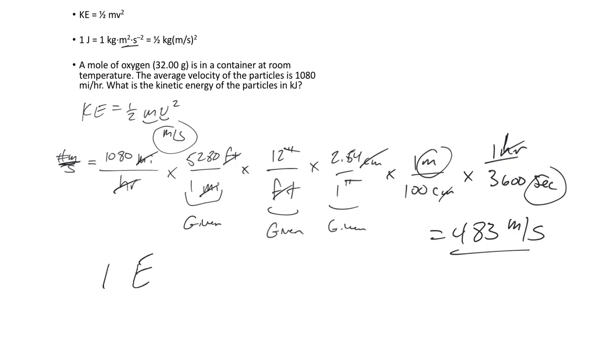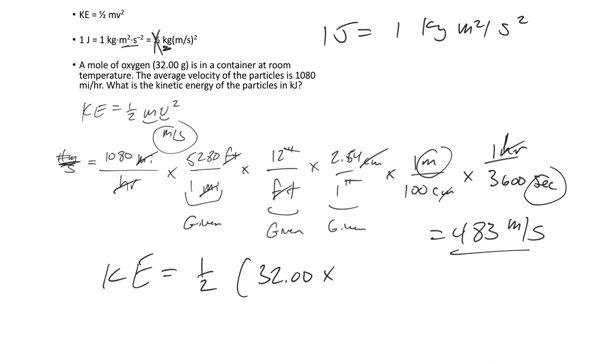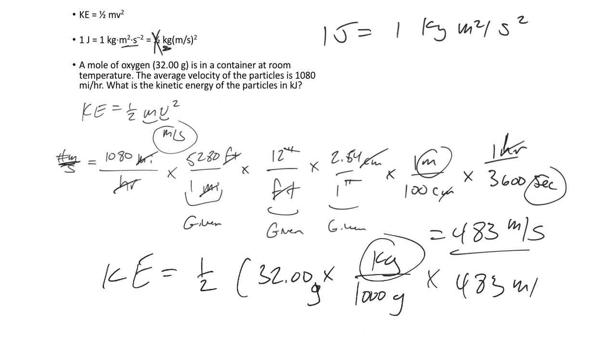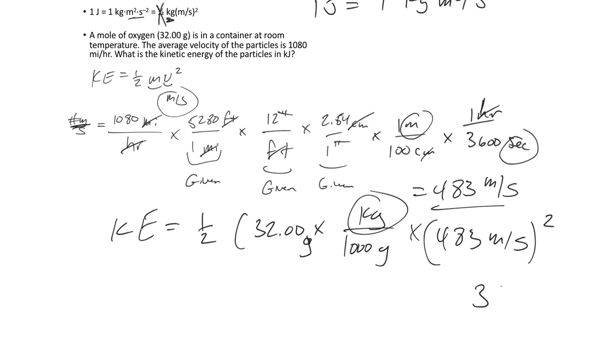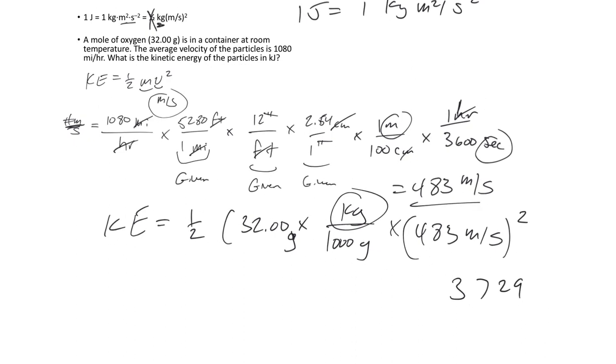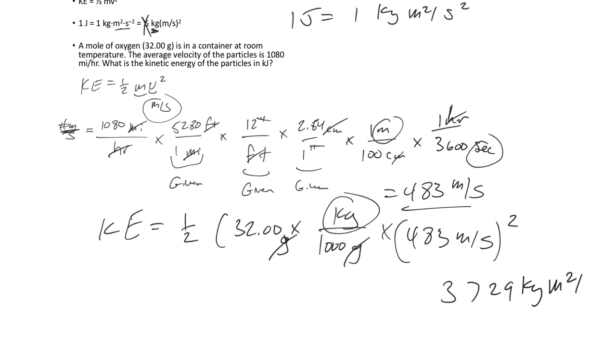And we just need it in that unit so that when we go into our kinetic energy equation, we take our 32 grams. We know we need to go over to kilograms to use our unit. This half was extraneous. We had crossed that out last time. It's just 1 joule is 1 kilogram meter squared per second squared. So then we're using that 1,000 grams per kilogram to get our kilogram unit, and then multiplying by 483 meters per second quantity squared. So I get 3,729. And the units, you could still think of this as being kilograms, meters squared per second squared. But this whole unit here is just 1 joule.